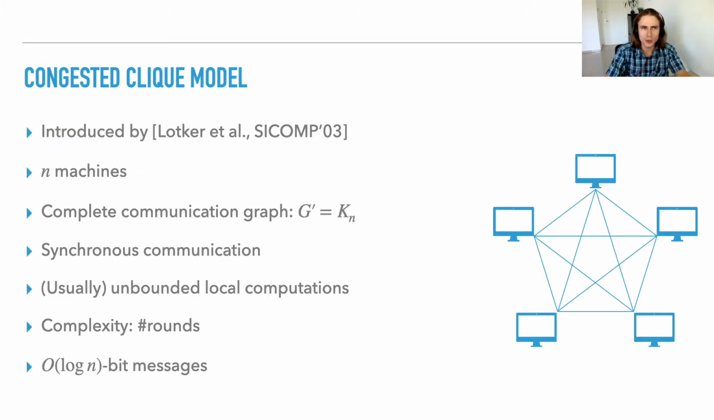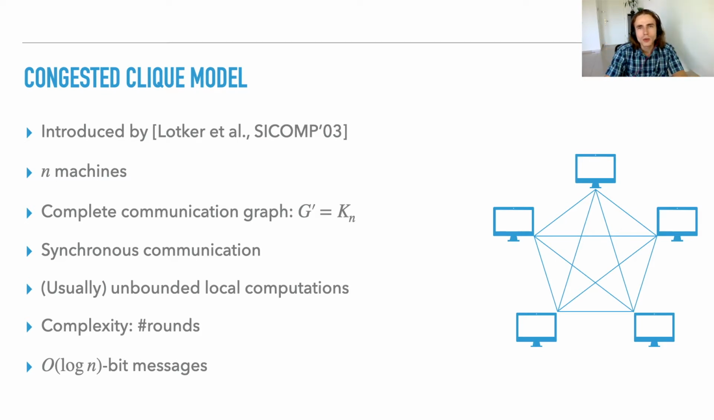The theoretical model, designed to simulate distributed systems with all-to-all communication, is the congested clique model, introduced by seminal work of Volodymyr et al. in 2003. In this model, there are n machines, with identifiers from 0 to n exclusive. In each round, each pair of machines can exchange one message.